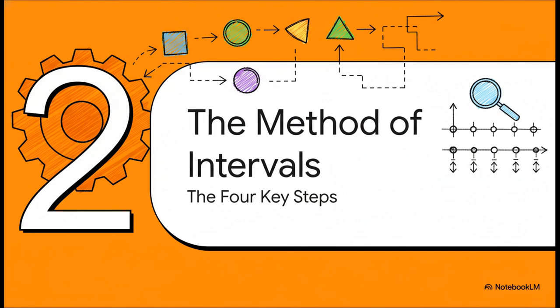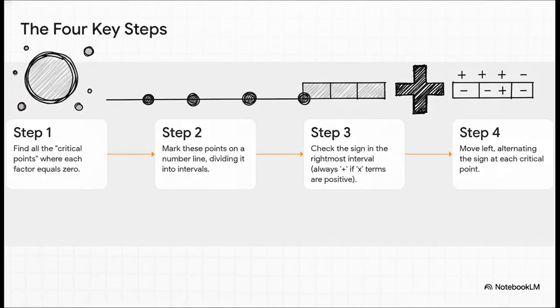So let's break down the 4 key steps we need to create this visual map. It really just boils down to these 4 things. First, you find your critical points. Think of them as your boundaries. Second, you plot those points on a number line. Third, you figure out the sign, plus or minus, on the far right. And fourth, you just alternate the signs as you move left across each point. That's the whole game right there.